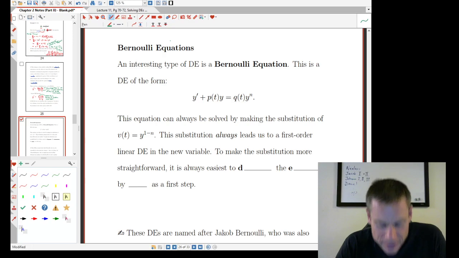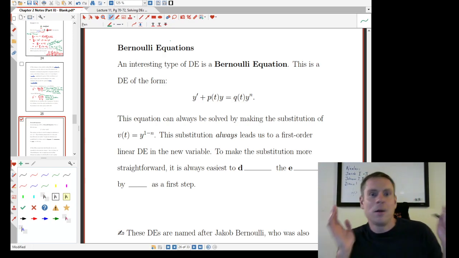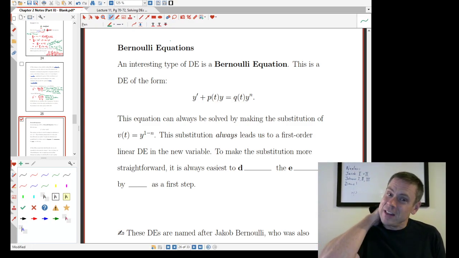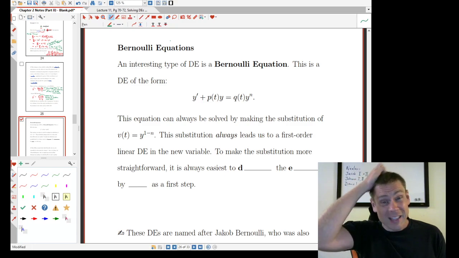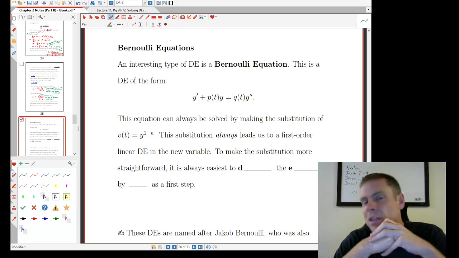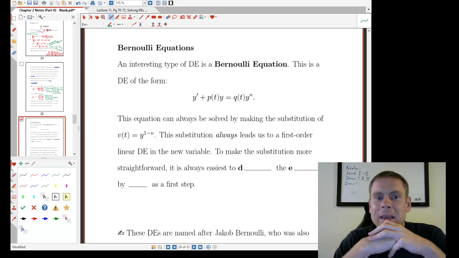So you look at this, and a lot of people are like, oh my, I know Bernoulli from my fluids class or whatever. Well, it turns out that, as a matter of fact, the Bernoulli that came up with this kind of equation and solution technique is not the same Bernoulli as the fluid mechanics Bernoulli.